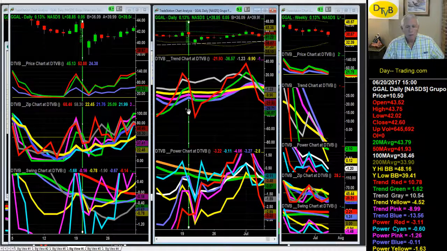But this day is the gap down day, and the green vertical line has the most prominent element inside of this whole thing, which is the low angles, both up and down, the low angles of the different indicators that we have. Power blue, white, and pink are all in low angles down.